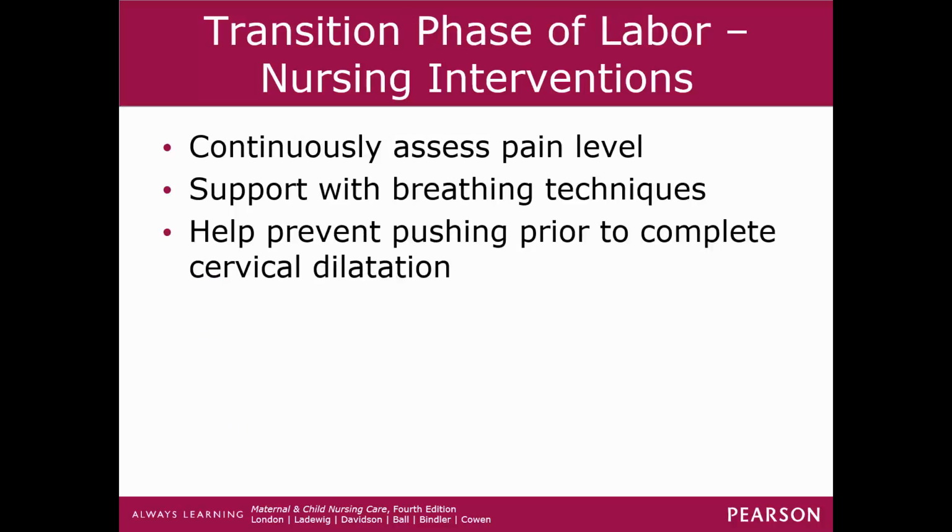So the transition phase, now this is still the first stage of labor. If you remember, the first stage of labor has 3 phases. The latent phase, which is 0 to 4 centimeters, the woman's contracting, 5 to 10 minutes. They're not all terribly painful. The next phase is the active phase. This is from 4 to 8 centimeters. The contractions are more frequent, more painful. She might be asking for pain medicine at this time. But then the transition phase is from 8 to 10 centimeters.